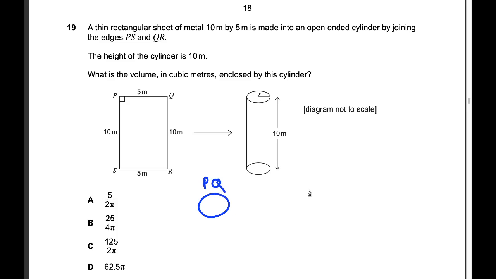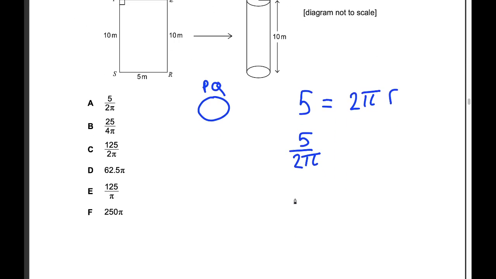The circumference is just 5 meters. So 5 is going to be equal to 2 pi r. So we can say that the radius is 5 over 2 pi. So if I work out the area of the cross section, that's going to be pi r squared. Then I would just times that by my height, which I know is 10, to work out the volume.